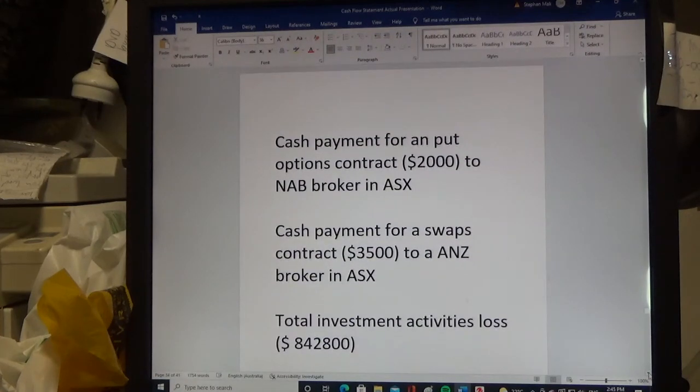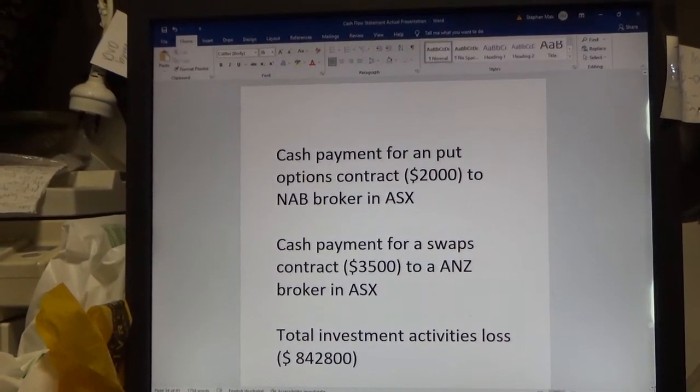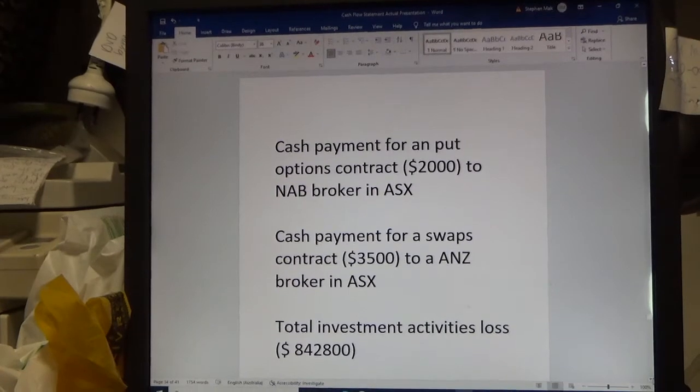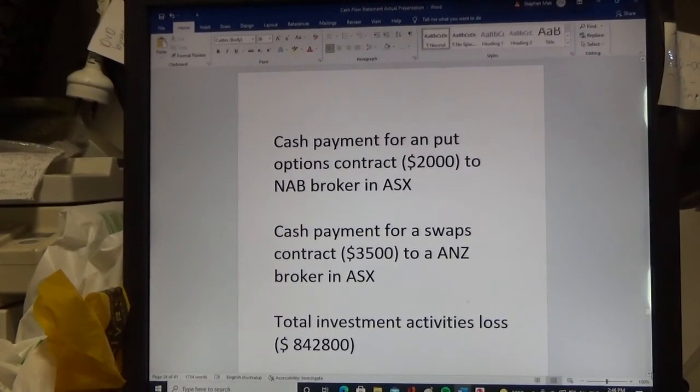Cash payment for a put option. That's an option to buy shares, and I hope I haven't got that wrong. Please look up put options. I think I have got it right, actually. Call option is for selling.